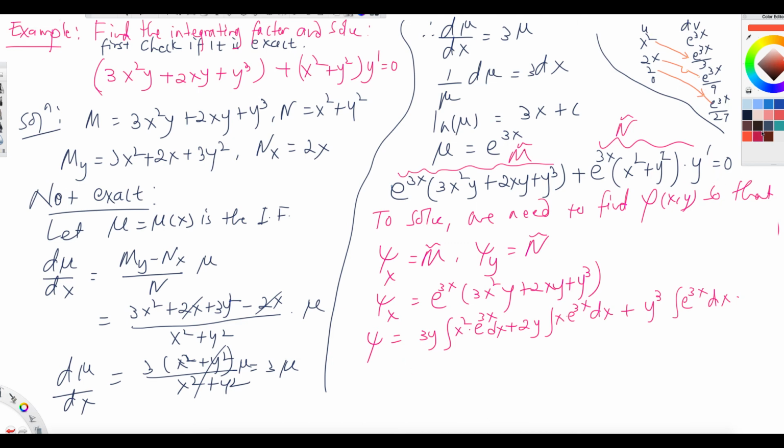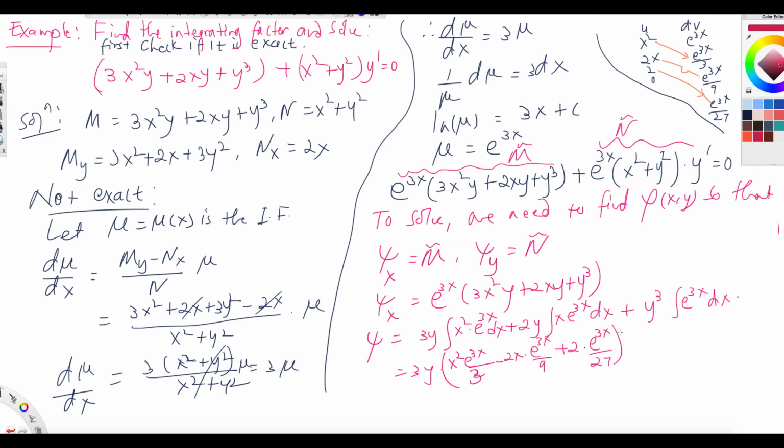So for the first one, you will get 3y times x squared e to the 3x over 3, right, minus 2x times e to the 3x over 9, right, plus 2 times e to the 3x over 27. That's what you get for the first one.